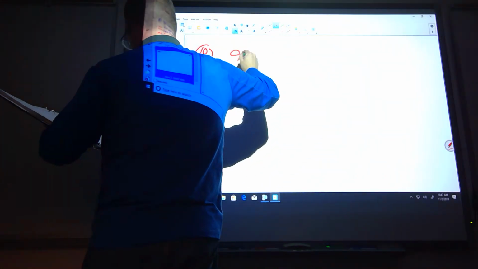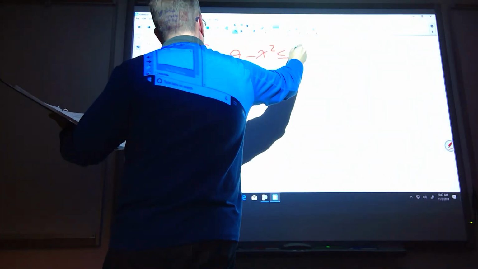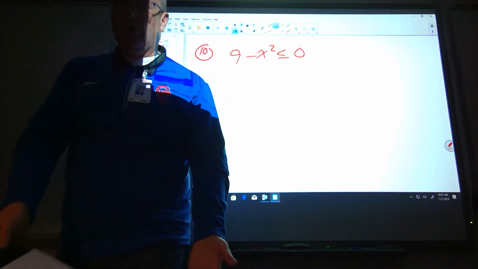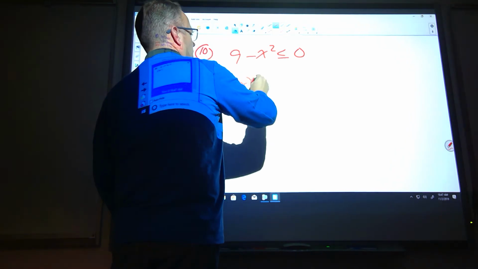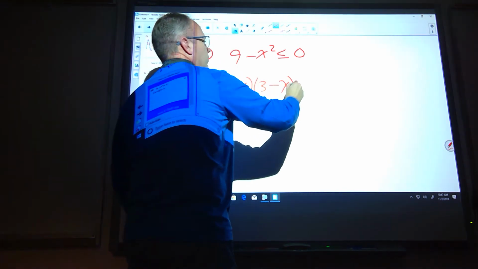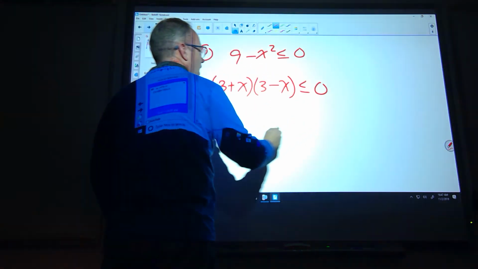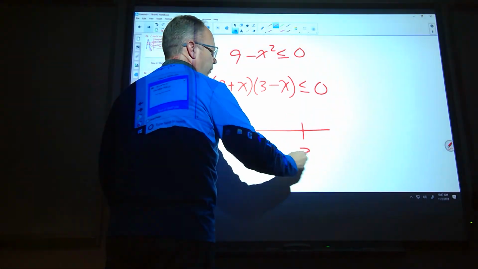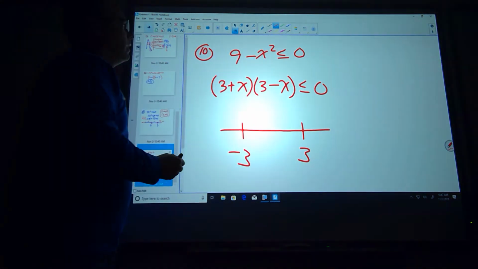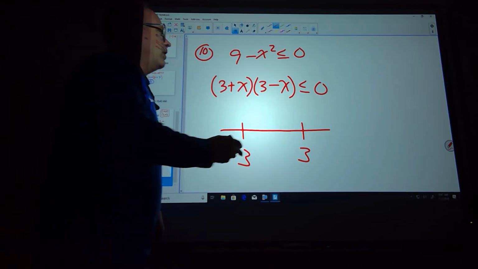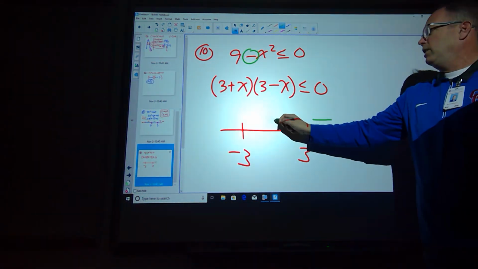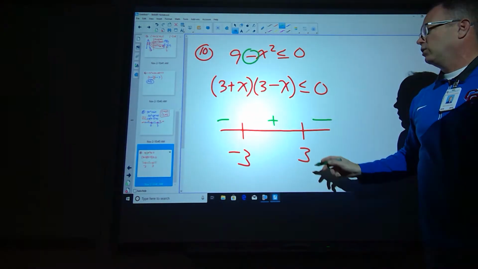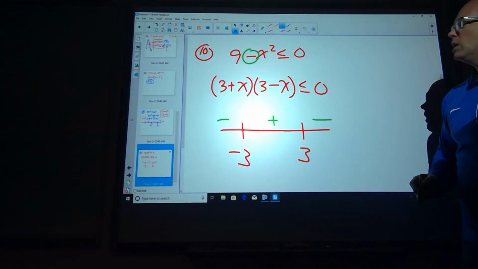Number 10. 9 minus x squared is less than or equal to 0. That's a difference of 2 squares, agreed? So 3 plus x, 3 minus x. And so on a sign line, I'm going to have positive 3 and negative 3. Because I have a negative x squared, out here is negative, here is positive, and out here is negative, because it would be a parabola open upside down.